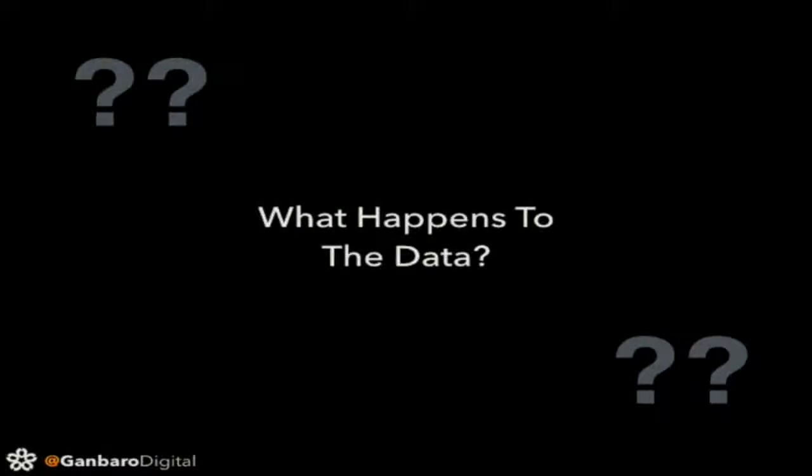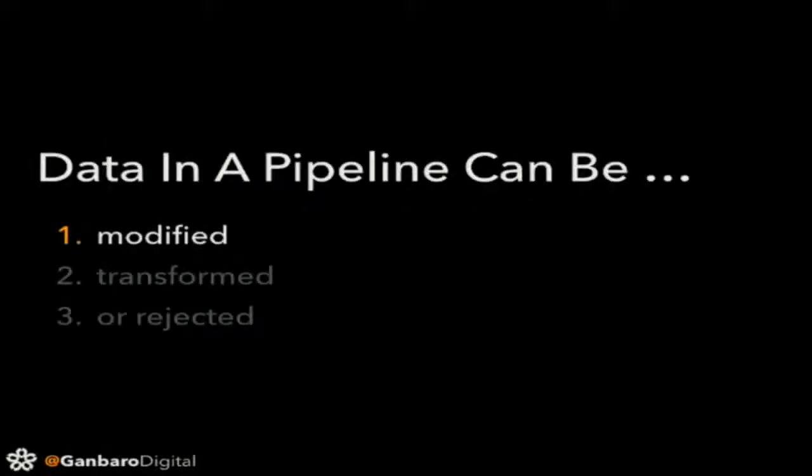Okay. So there's three things we talk about with pipelines, what they do to data. They modify data. You take a string, you add some more data to it, and we'll be showing some of that in a moment. You transform it. You change its data type. You change it from an integer to a string, change one object to another object. Pipelines can also reject data.